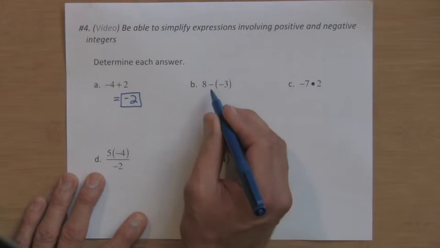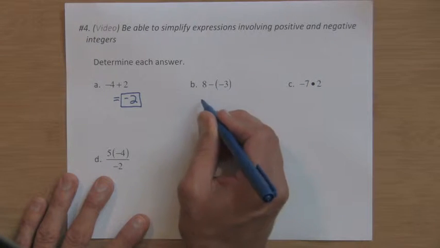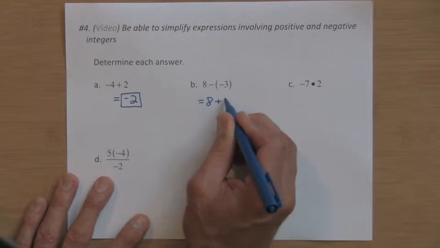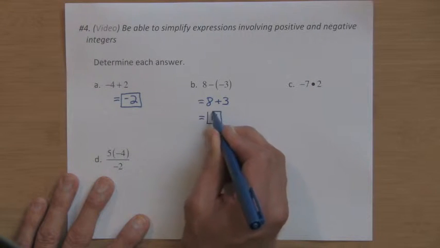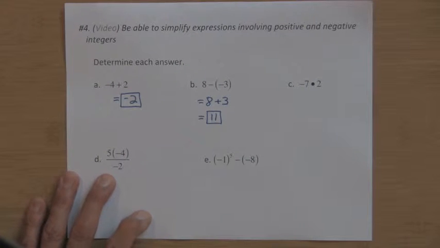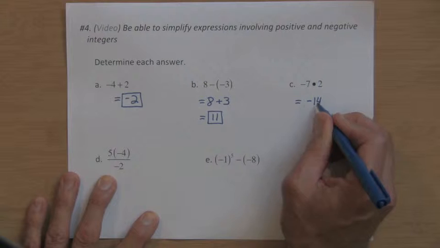Letter B, 8 minus a negative 3. If you're taking out 3 negatives, that is equivalent to adding 3 positives. So 8 plus 3 ends up equaling 11. Letter C, a negative times a positive is a negative. So negative 7 times 2 is a negative 14.